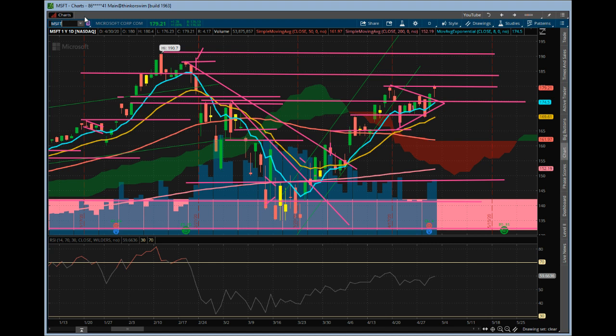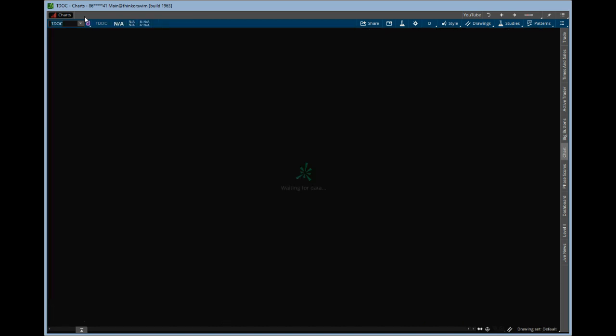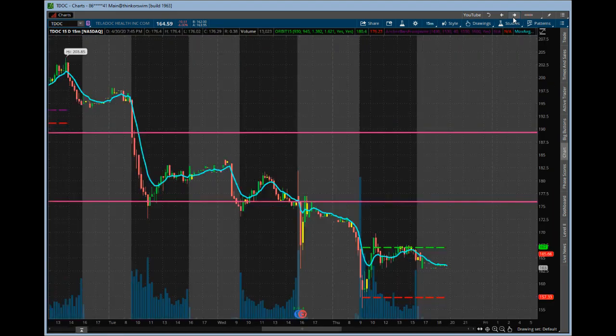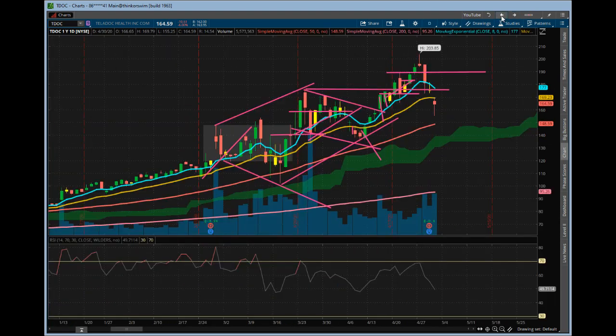T-Doc. I think T-Doc had some earnings, and I think I heard they were bad. But let's double check that. Yeah, nice lower shadow here today, but let's see how it did after hours. Earnings yesterday. I could have sworn I heard some news on it tonight. But anyway, it's just kind of chopping around here after hours. So I do like the lower shadow. It kind of held this level right here. So see if that holds.